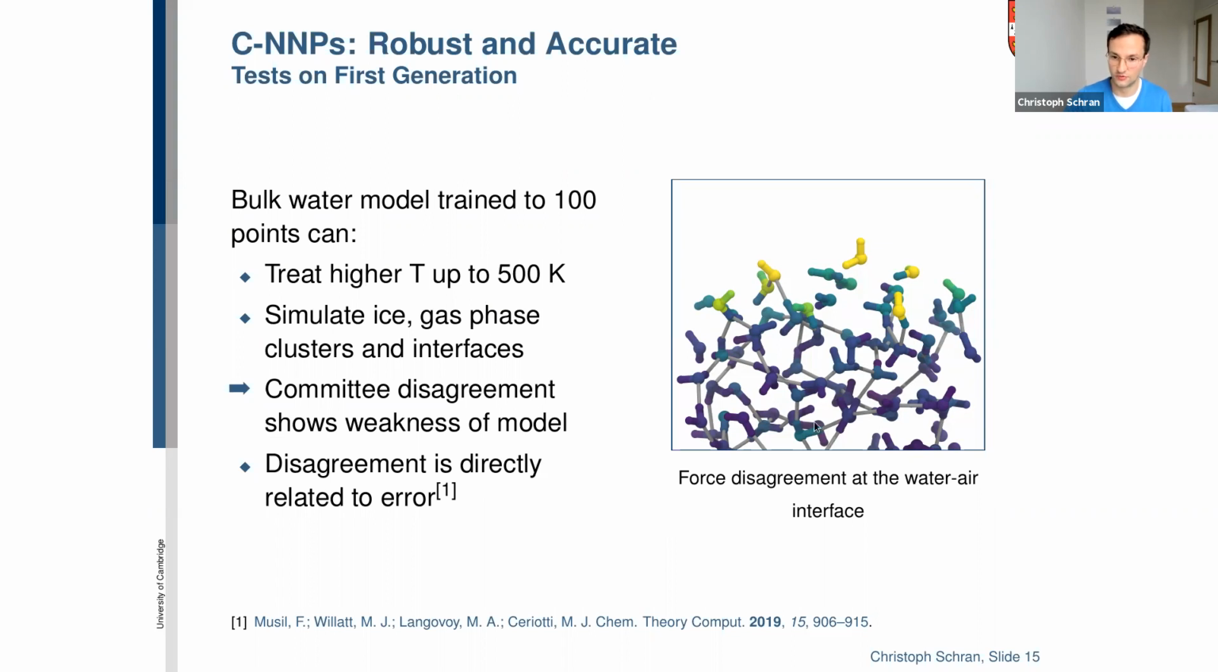In order to show you that, I have here a snapshot of the water-air interface where I color code every atom based on the committee disagreement. And you nicely see that the actual interface, the interface water molecules, are much harder to represent by this model that has been trained only on bulk configurations, which is very much expected. It should not be able to give you a good prediction in this region.